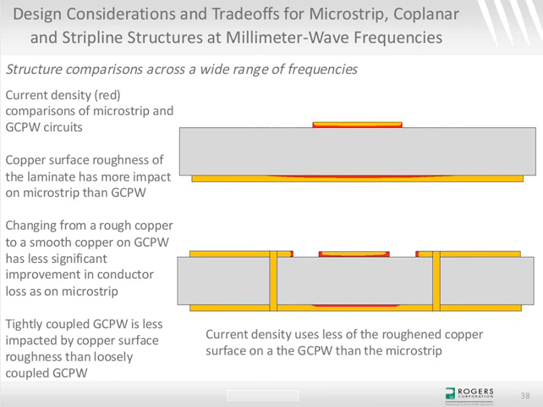And also, it depends on how tightly coupled or loosely coupled. If the grounded coplanar waveguide on the bottom picture is loosely coupled and there's a big gap between the signal and the adjacent ground conductors in the coplanar layer, then you do get more current density on the bottom layer, and you are using more of the roughened copper. So it kind of depends on how tightly or loosely coupled that grounded coplanar waveguide is.